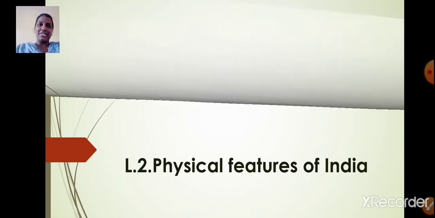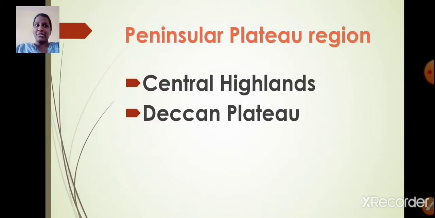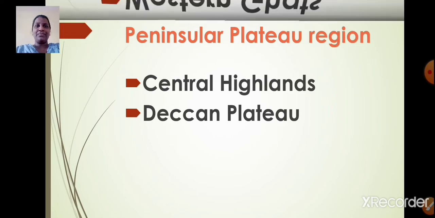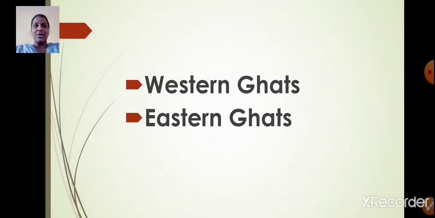In the previous video, we had learnt about the Peninsular Plateau region, isn't it? We had learnt about the two divisions of Peninsular Plateau region, that is, Central Highlands and the Deccan Plateau. Let us continue now. Today, we are going to learn about Western Ghats and Eastern Ghats.